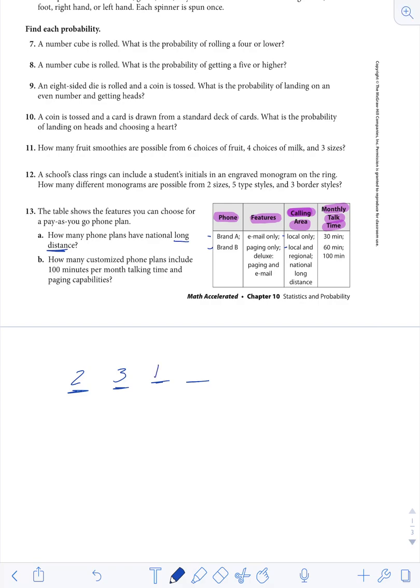And next, I have the monthly talk time. Again, I have 3 options. It doesn't matter how many minutes those consist of because I just want the national long distance. So here I'm going to plug in a 3.